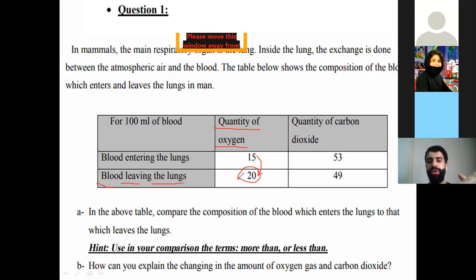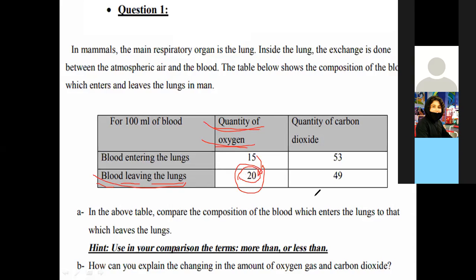So let's repeat this. We have to say the quantity of oxygen in the blood entering the lungs is 15 milliliter, which is less than the quantity of oxygen in the blood leaving the lungs, which is 20 milliliter. Let's now move to the quantity of carbon dioxide. Who's going to answer this?